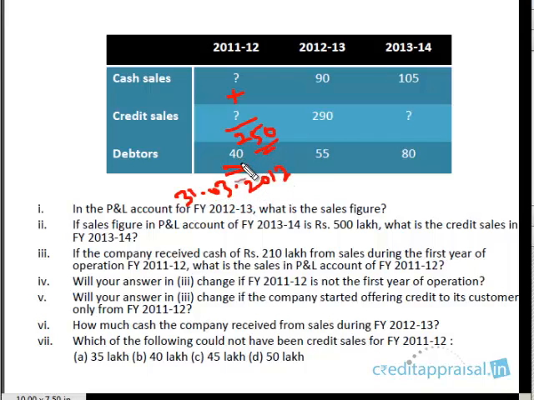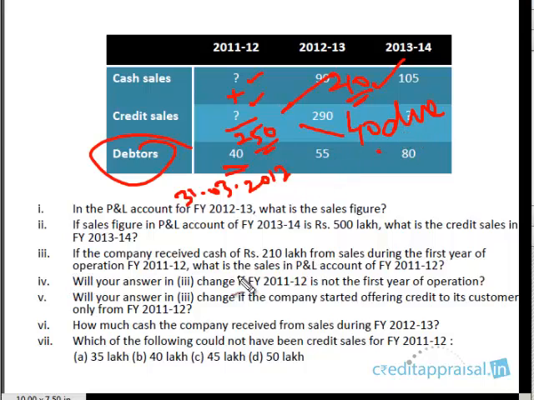So the debtors is 40 lakhs, which means the company had received cash of 210 lakhs. 210 lakhs is received and 40 is due, right? This due is nothing but the debtors, right? 210 is the cash received. So the company made sale of 250. We still don't know the breakup of cash sales and credit sales, but we know the company should have made a total sales of 250, of which it has received cash of 210 lakhs as on 31/3/2012, right? As on this day, the company has already received 210 lakhs and 40 is due.